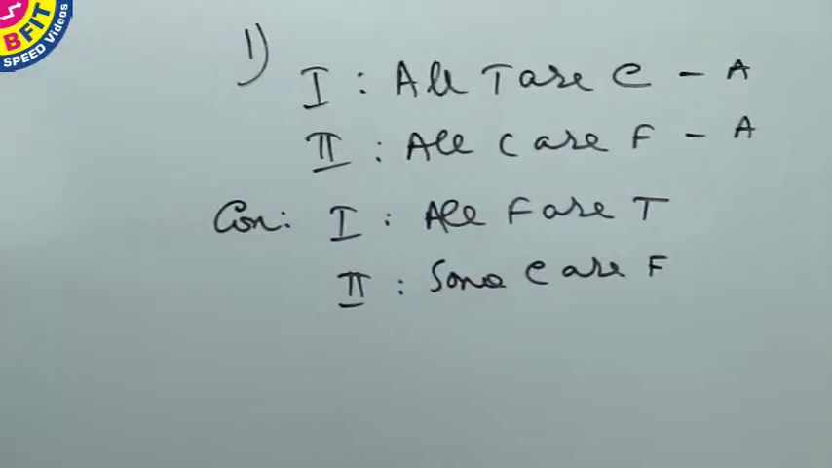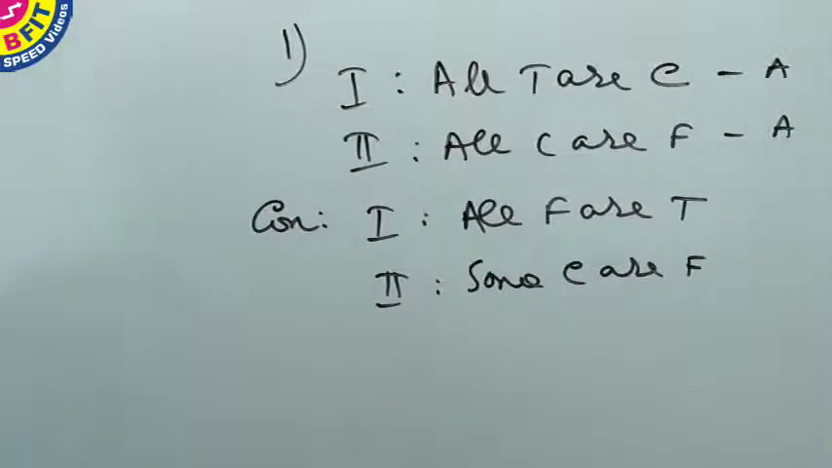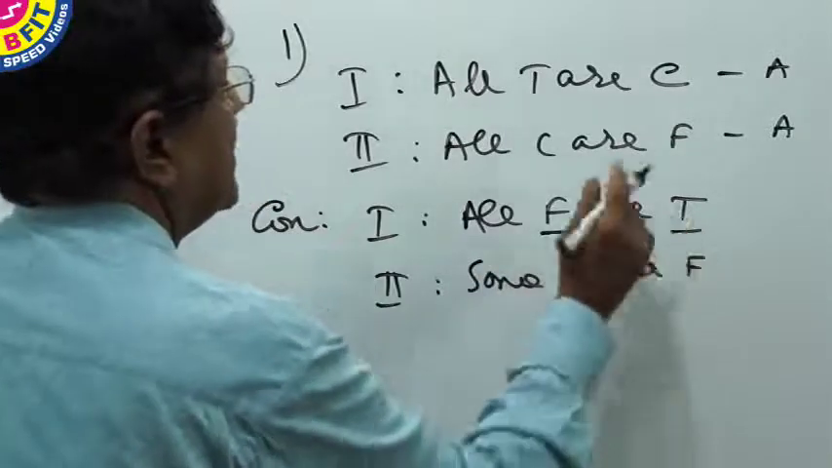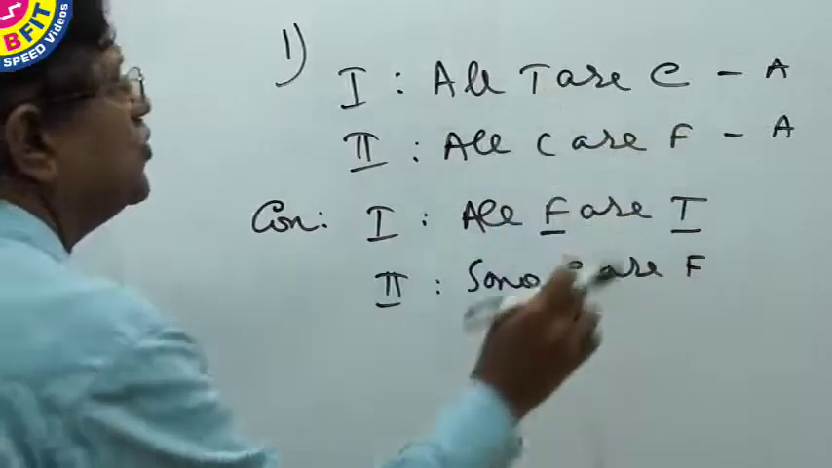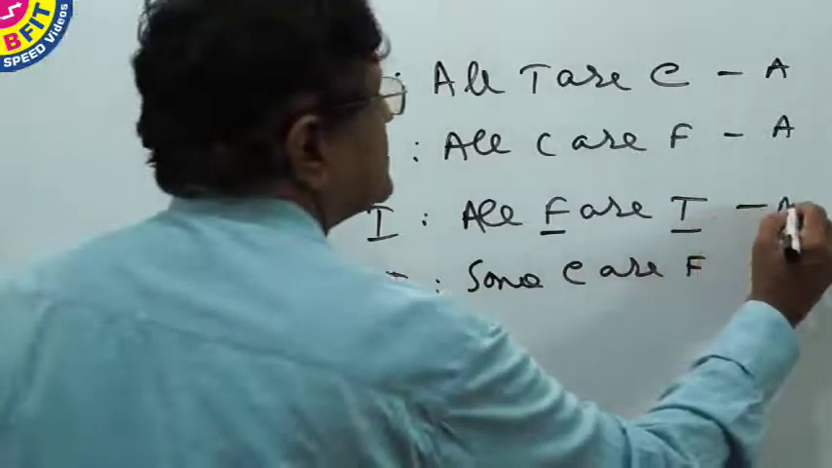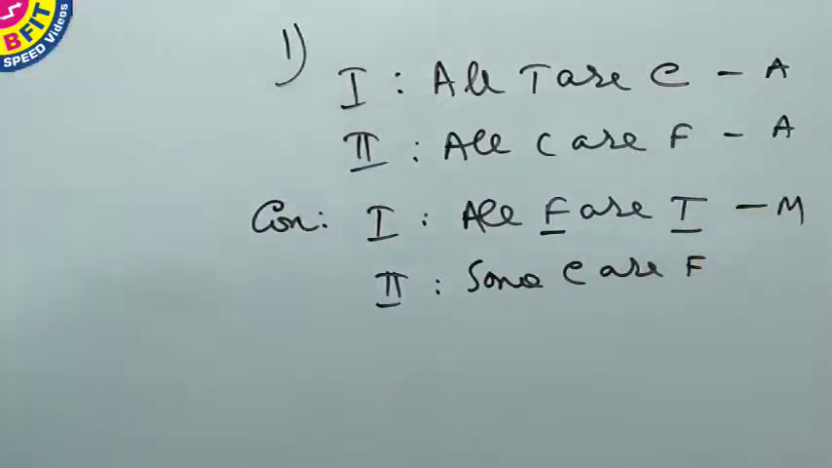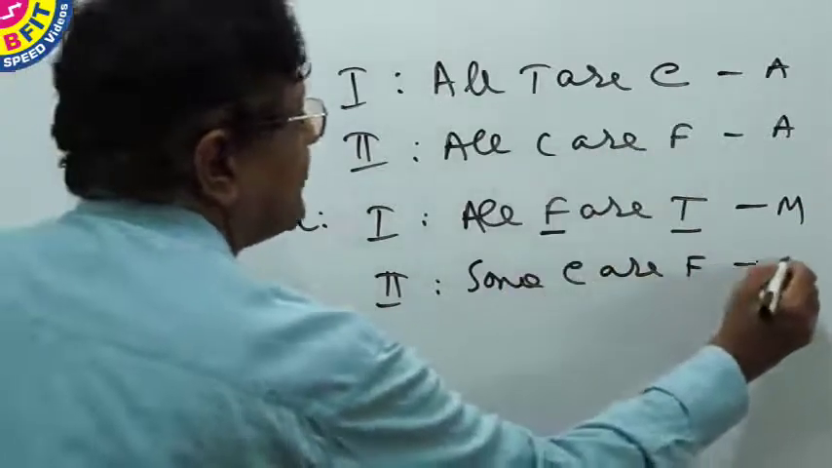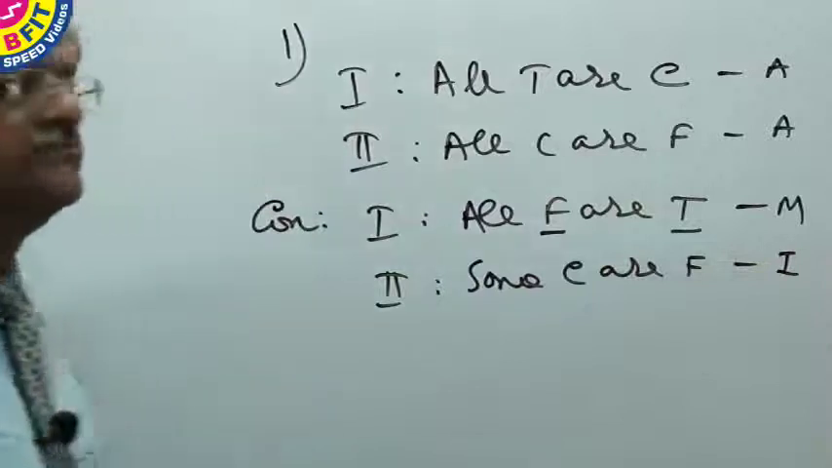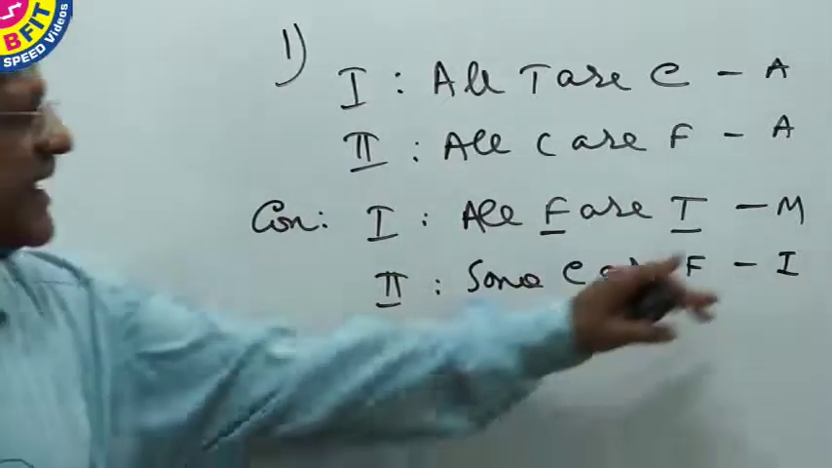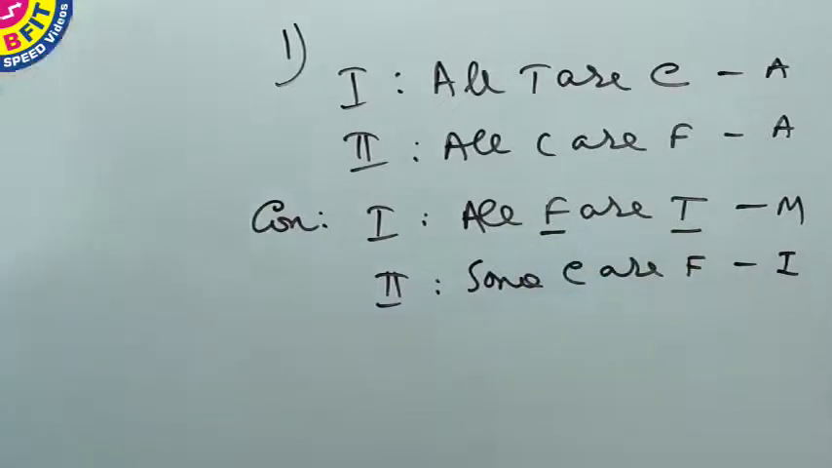Then we have to go to the conclusions and find out whether they are mediate or immediate. F and T are in two statements. Therefore, this is mediate inference. Some C are F: C and F are in one statement. Therefore, it is immediate inference. Now we have two conclusions, out of which one is mediate and the other is immediate.